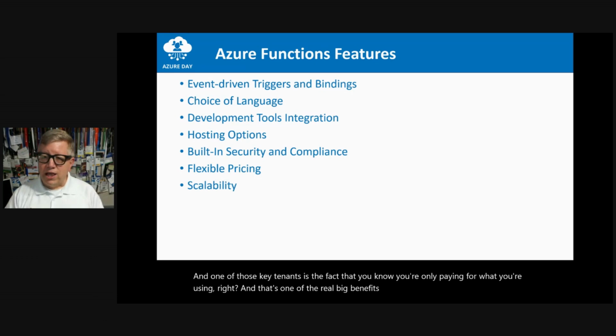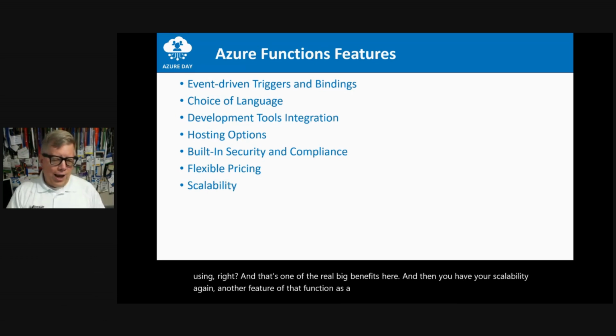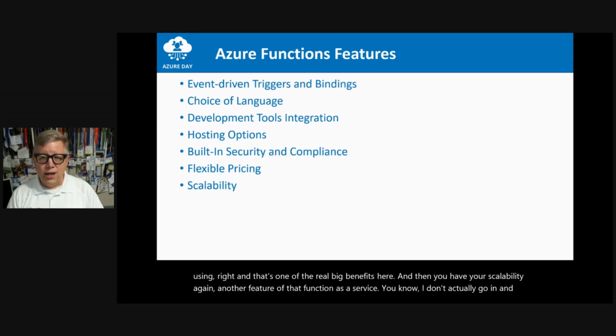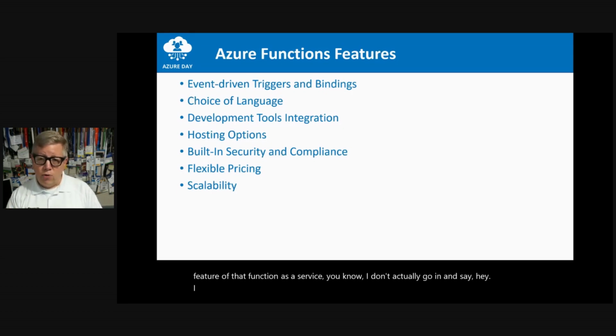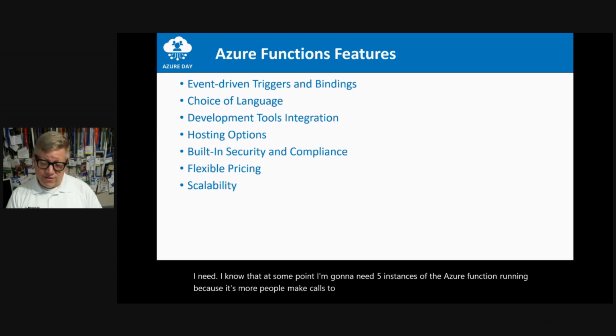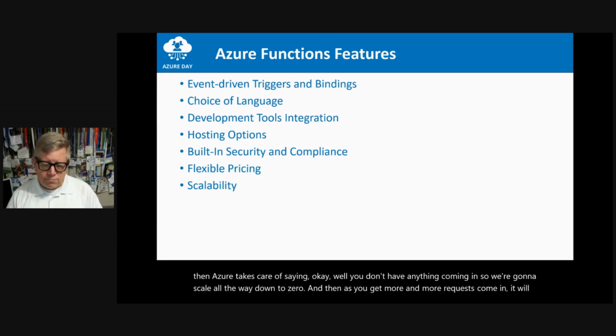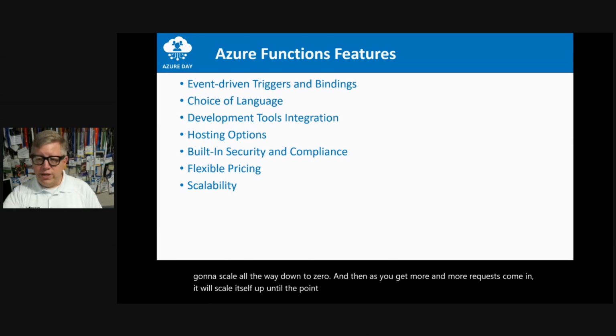And then you have your scalability. Again, another feature of function as a service. I don't actually go in and say, I know that at some point I'm going to need 5 instances of that Azure function running, because as more people make calls to that, all I say is I need an Azure function, right? And then Azure takes care of it: you don't have anything coming in, so we're going to scale all the way down to 0. And then as more and more requests come in, it will scale itself up until it meets the need, right?